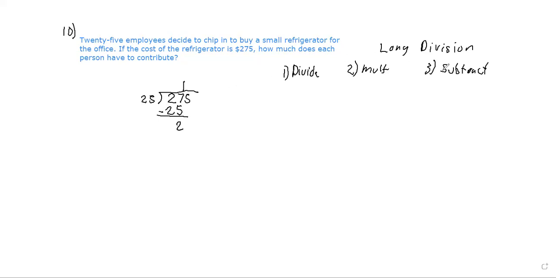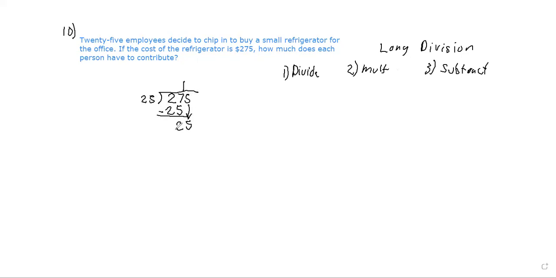Now we go back and do the division part again. All we do is keep repeating these three steps. We divide 25 into 2, but it doesn't go because 2 is too small. So what do we do when it doesn't divide? We bring down the next digit. I'm sorry, we bring down the 5, and then we try it again.